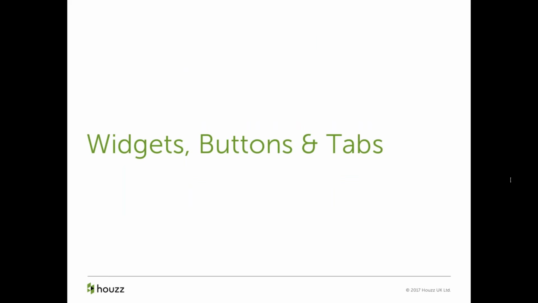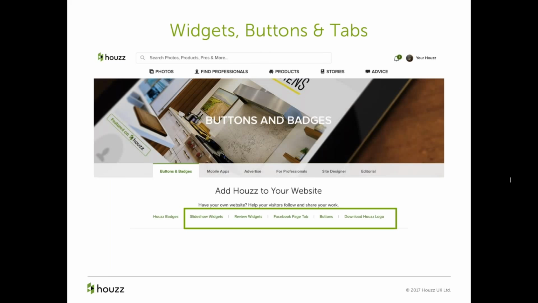Lastly, we not only have all of these Houzz badges that I've been talking about, but we also have other things like widgets, buttons, and tabs. All of these are available on the exact same page, the Houzz Buttons and Badge page. You'll see them if you just go to the page and keep scrolling down. So we have slideshow widgets, review widgets, a Facebook page tab, and buttons.